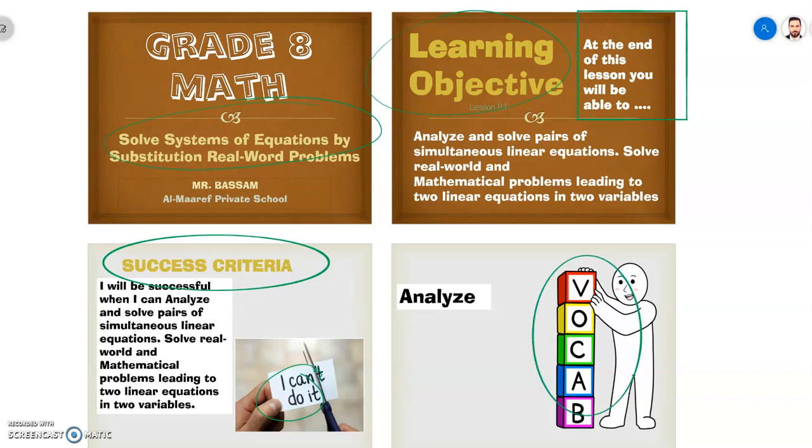Our vocabulary today is analyze. Actually, for today and tomorrow, we are going to only translate the word problems. So we will learn how to analyze and how we can write the equations. Inshallah, from day 3, we are going to solve the real world problems using simultaneous equations, and we are going to solve them using the elimination method.